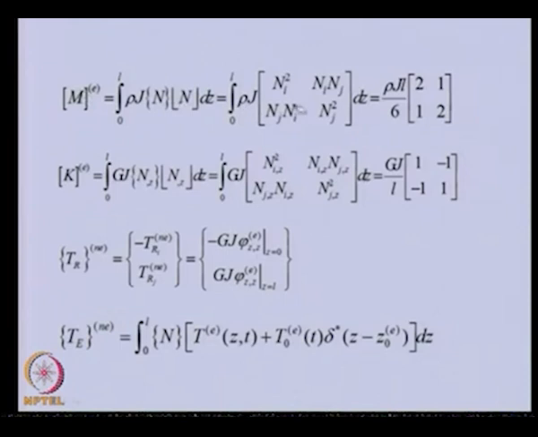The explicit form of this mass matrix will be like this. If we multiply this, this will be the explicit form of the mass matrix. Similarly, the stiffness matrix we can multiply, and this will be the explicit form of the stiffness matrix. This we already expanded for the reaction torque terms. So, this will be the reaction torque term at the ith node, and this for the jth node, and this is the external torque.